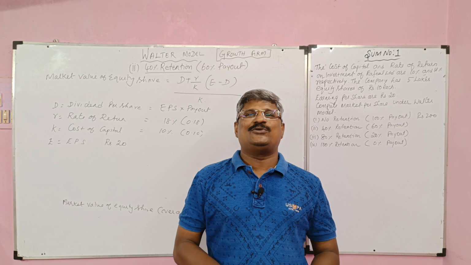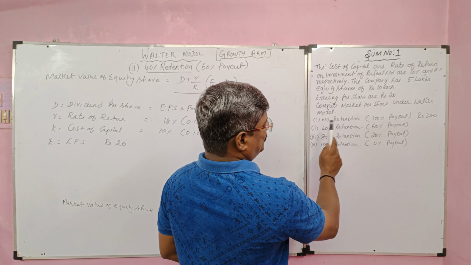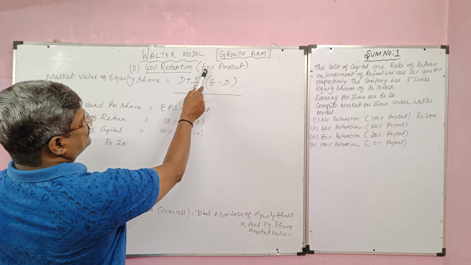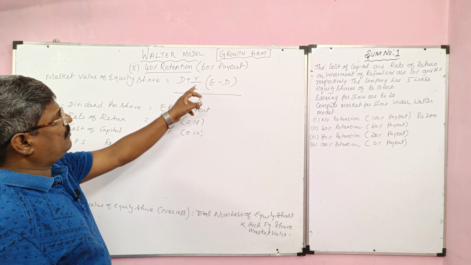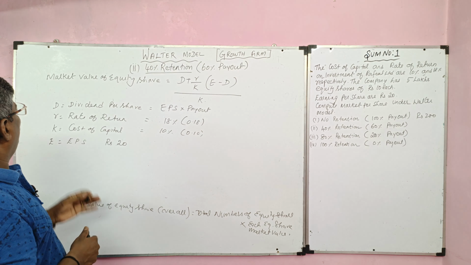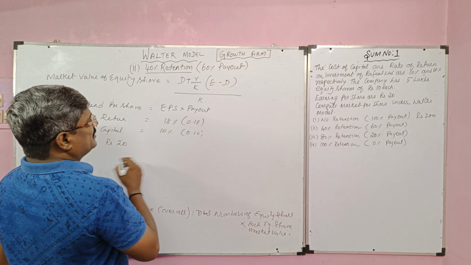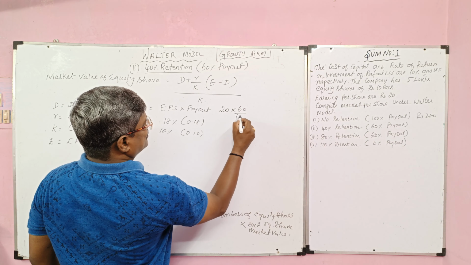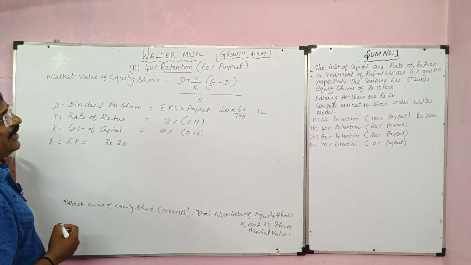Students, now we'll go to situation 2. Situation 2, 40% retention, which means 60% payout. Market value of equity share, formula D plus R by K, open the bracket, E minus D divided by K. Same formula. First we have to find D, dividend per share. The formula is EPS into payout. EPS we know 20 into payout ratio 60%. So our dividend is 12 rupees. So now we can apply the formula.